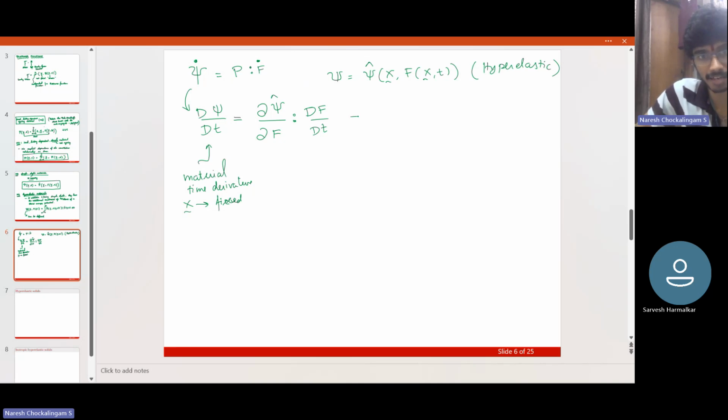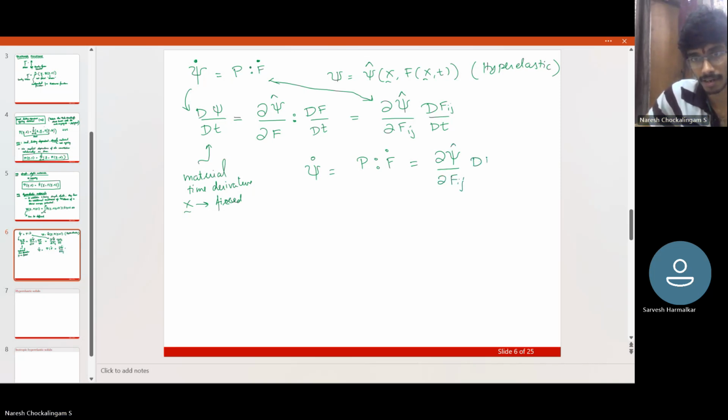So in indicial notation, you can say it is dou psi, psi is a scalar, divided by dou Fij and dFij by dt. So comparing these two equations, we get psi dot is equal to P double dot F, which is also equal to dou psi by dou Fij dFij by dt. And this also can be written in indicial notation, which is nothing but Pij F dot ij.